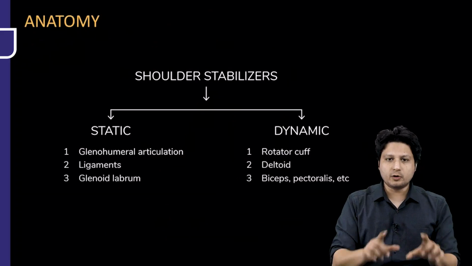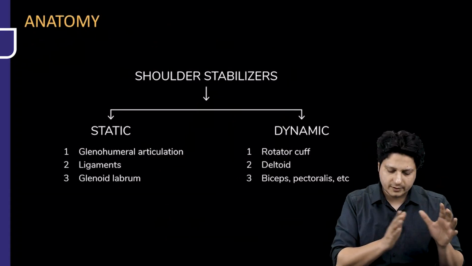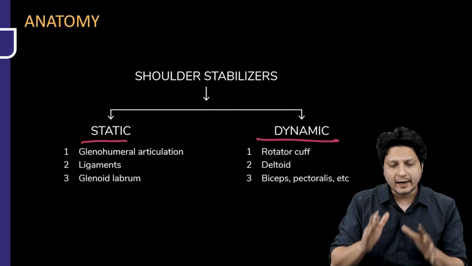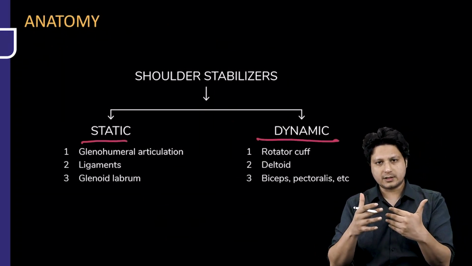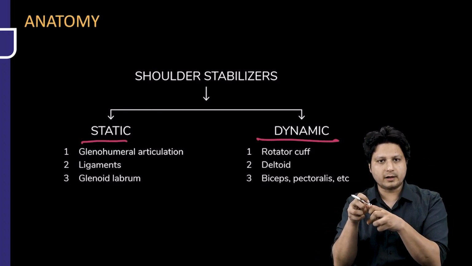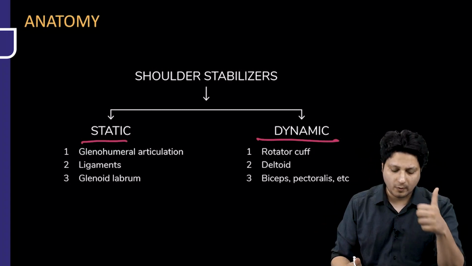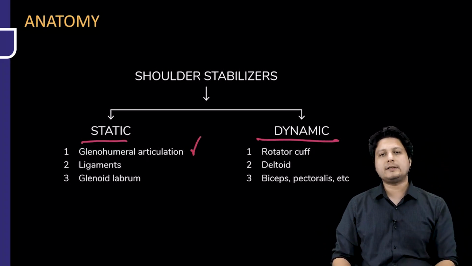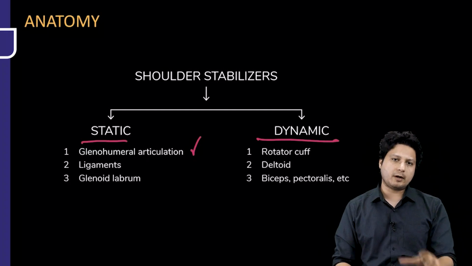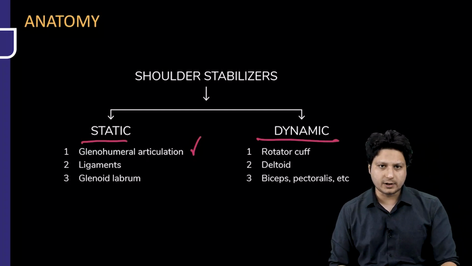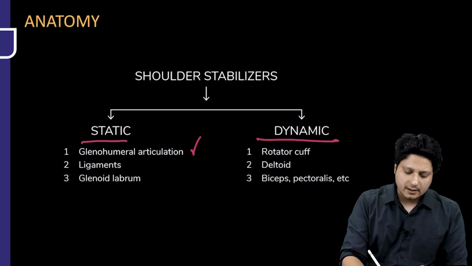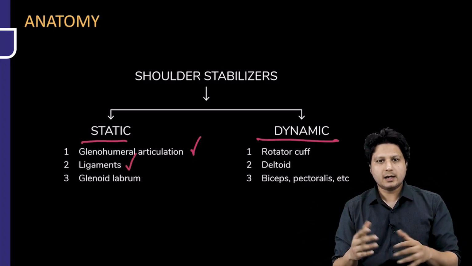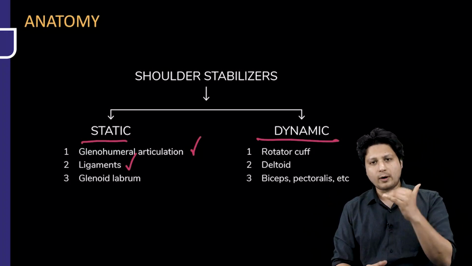All right. So if you divide the stabilizers of the shoulder joint, one is a set of static, the other is a set of dynamic stabilizers. Static means they are immobile structures which are holding the shoulder joint within its congruence. So one is the glenohumeral articulation itself. As I told you, the two bony surfaces are responsible for 25% of the articulation between the two. Second is the presence of ligaments, all the ligaments present around the shoulder joint, like glenohumeral ligament, coracoacromial ligament.